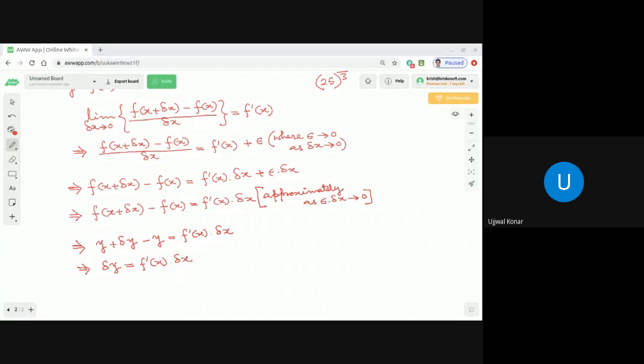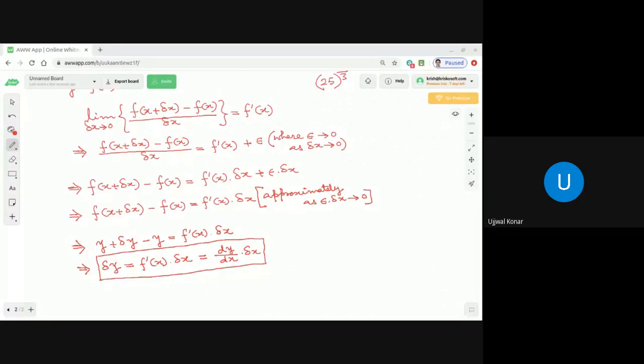So from this equation, delta y is equal to f dash x into delta x, you can also write it as dy by dx into delta x. So this equation, which I write within the red box, from this equation we can conclude that if delta x is an error in x, then the corresponding error in y is delta y. These small values of delta x and delta y are known as differentials.